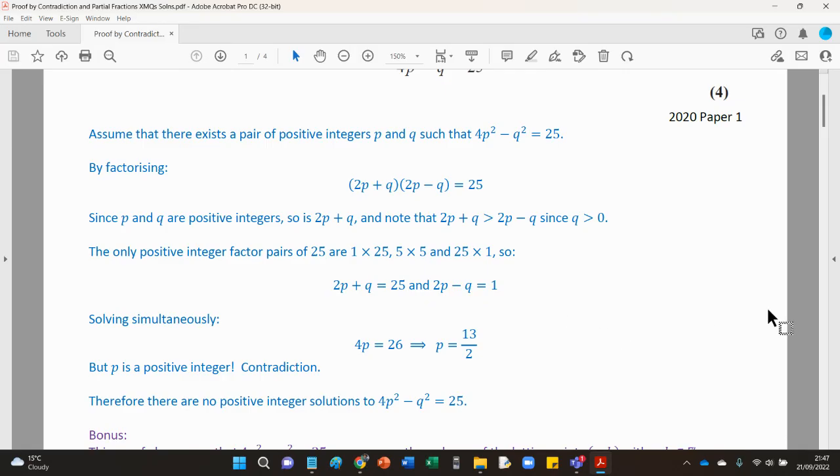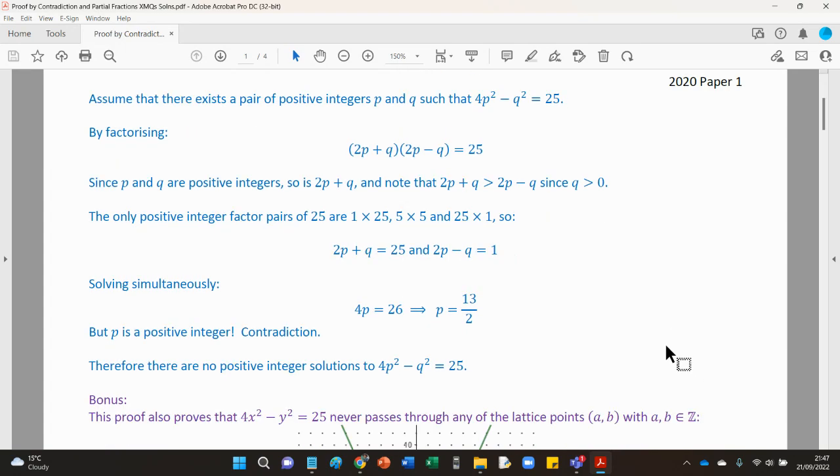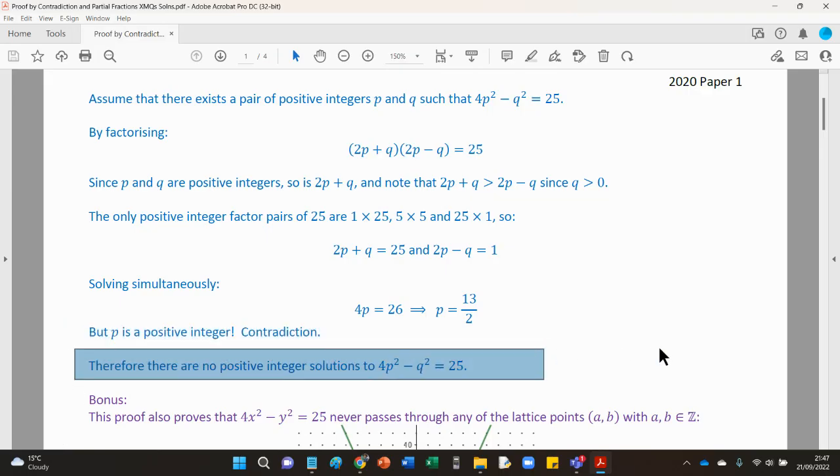When I use those two equations and try solving simultaneously, I very quickly discover that p is 6.5, which flies in the face of the original negation, which is that p was a positive integer. I've found my contradiction and I can finish with a conclusion.